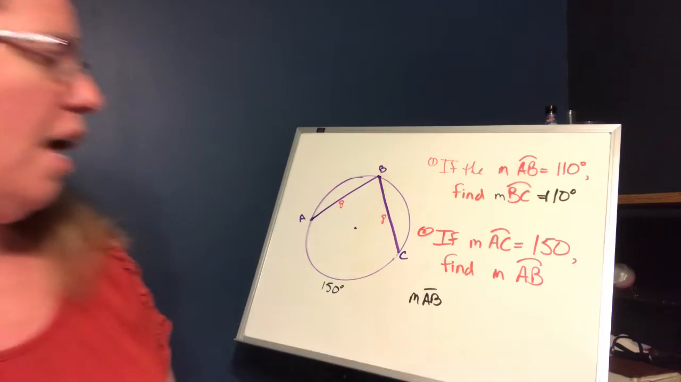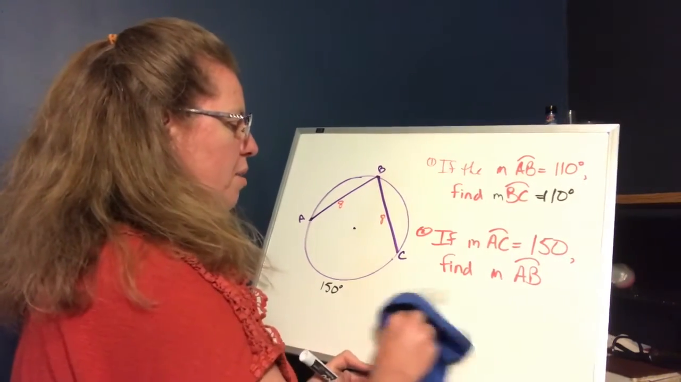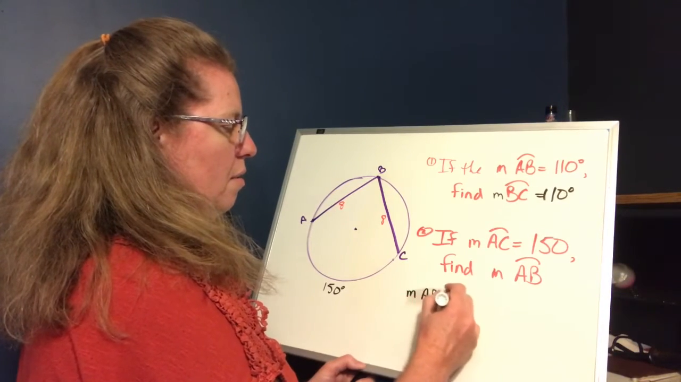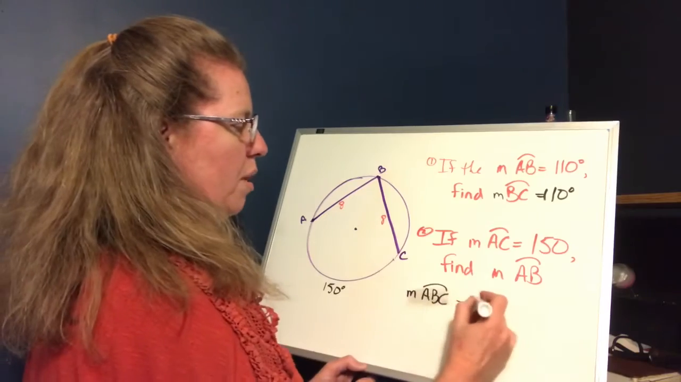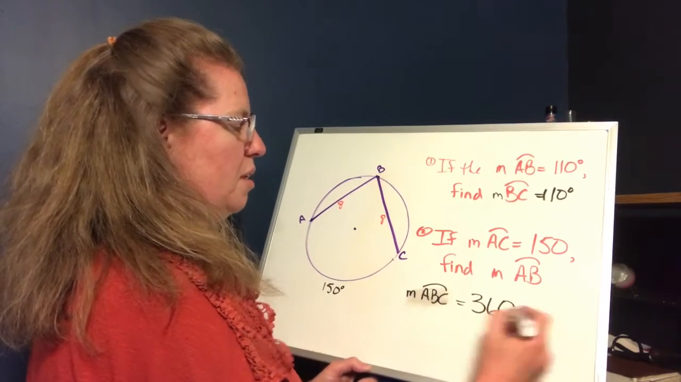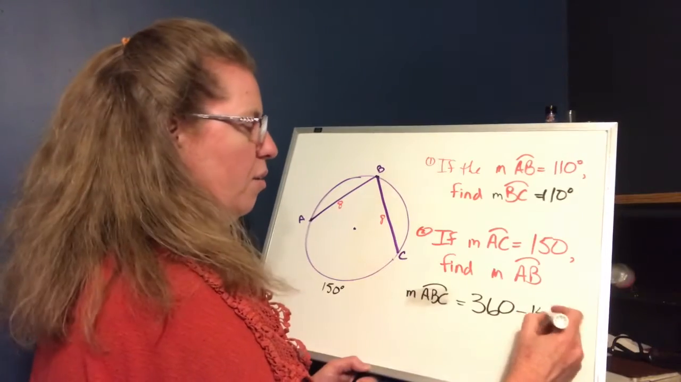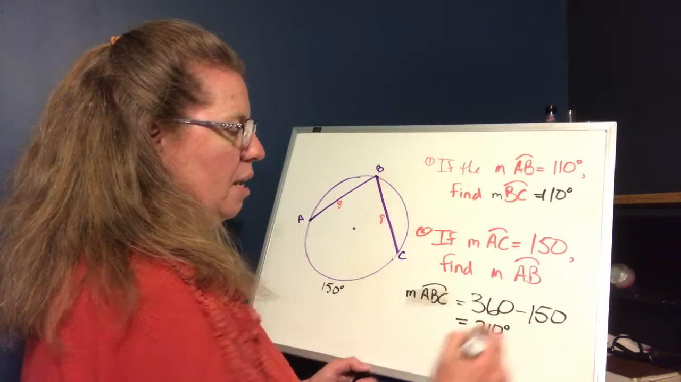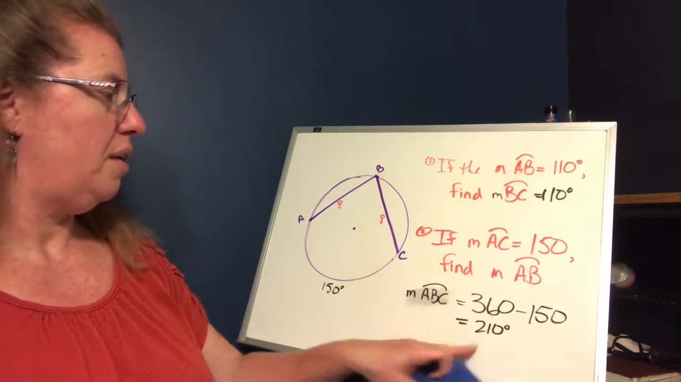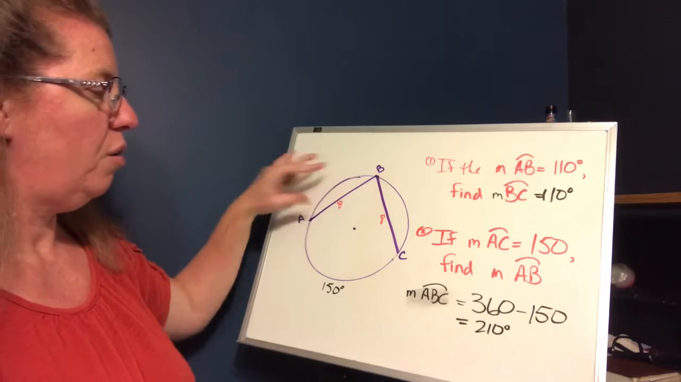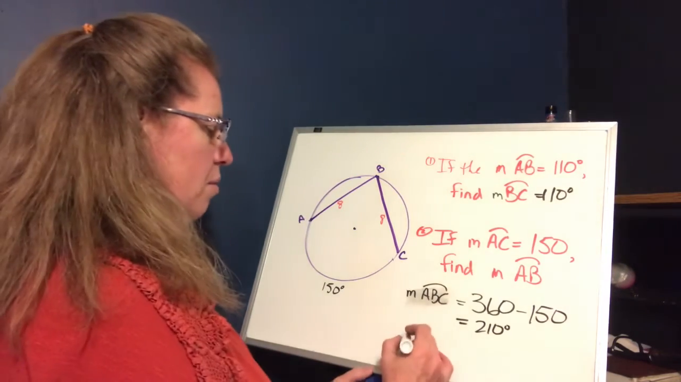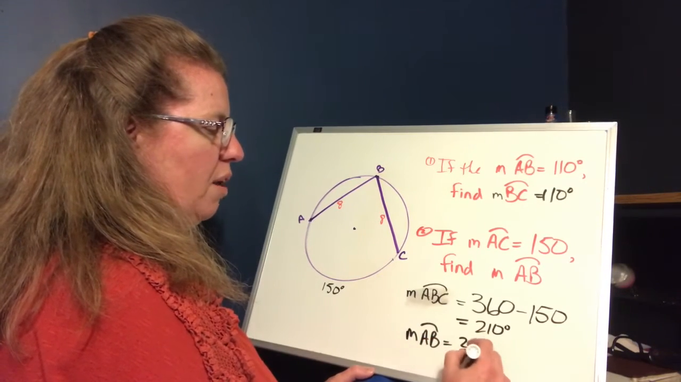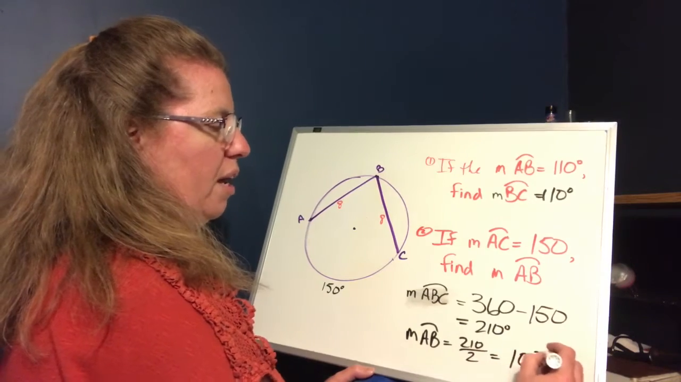Let's skip that part to the end. We'll just start with what we find, the measure of ABC. Okay, so we can find this measure because we know that the whole circle, 360 minus AC here, 150, means that the measure of arc ABC is 210 degrees. Okay, so then the last part is, since we know these two arcs are congruent, I'm just going to divide that by 2 to find the measure of AB is going to be 210 divided by 2, or 105 degrees.